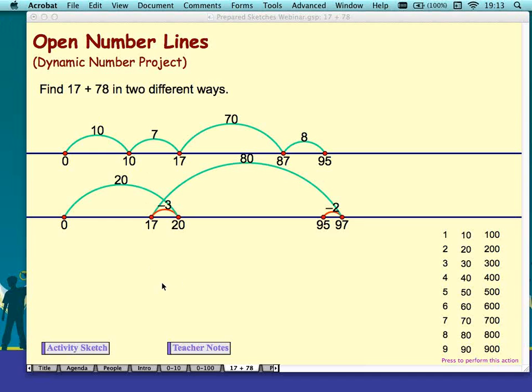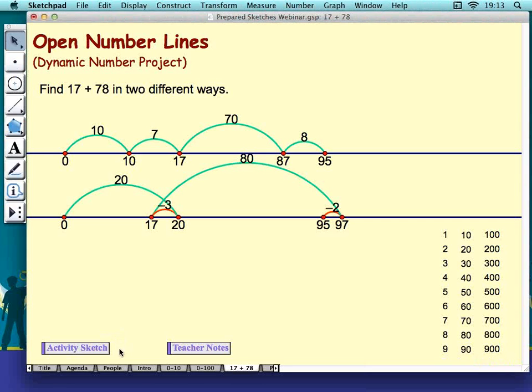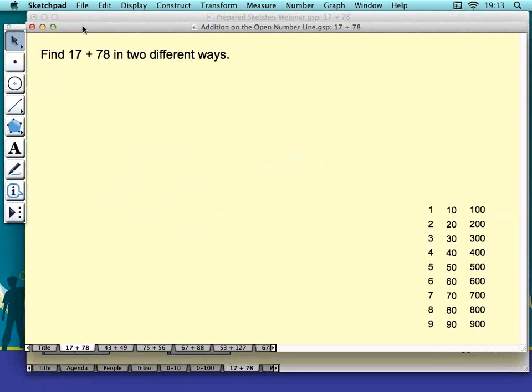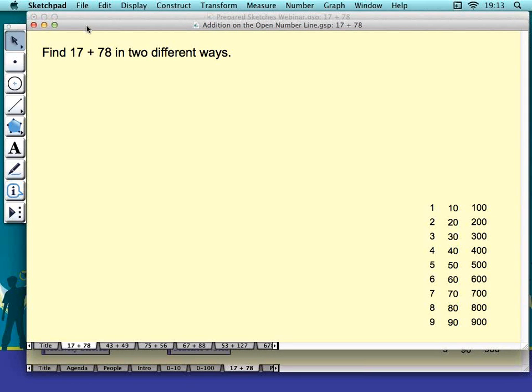Now, this particular activity is slightly different in this sense that although it's a prepared activity, it actually uses some special, what we call custom tools. And those custom tools are in the activity sketch itself. I don't have the custom tools here in my presentation sketch. So I'm going to switch to that activity sketch. And here we are in the activity sketch.